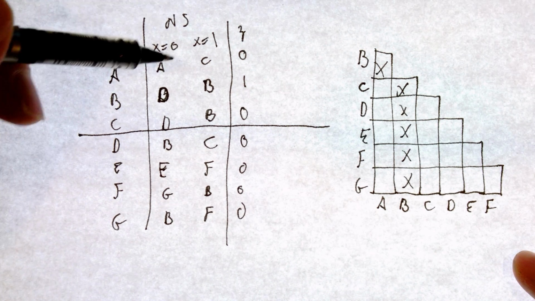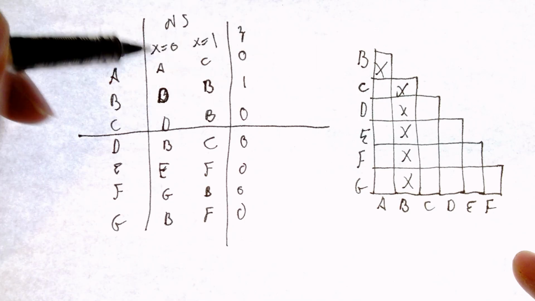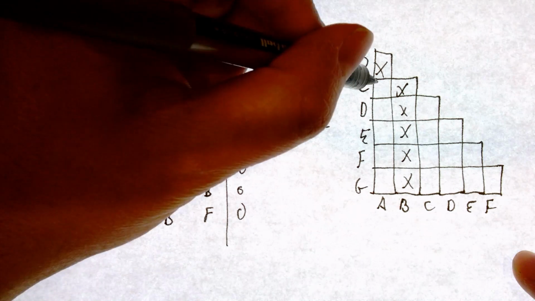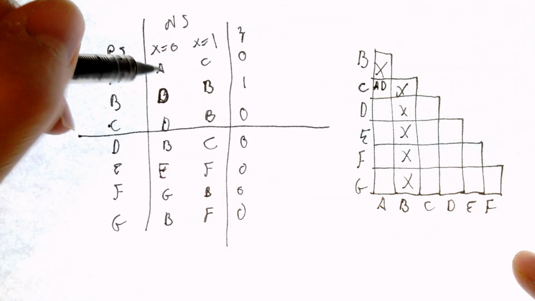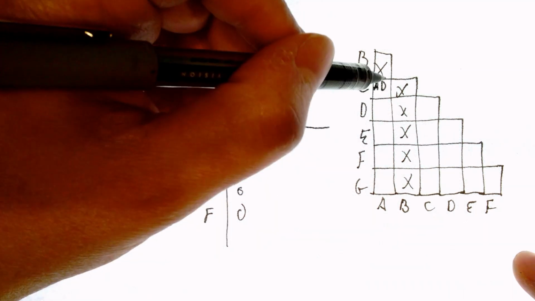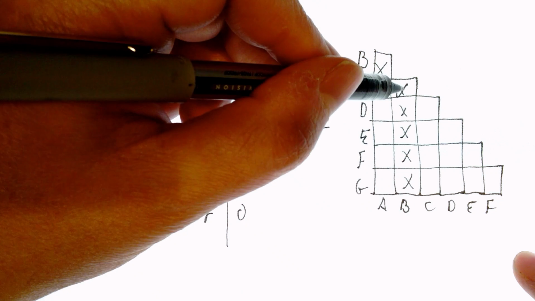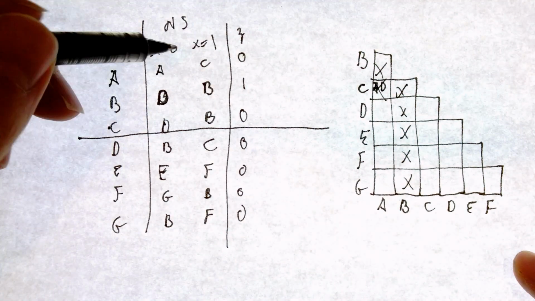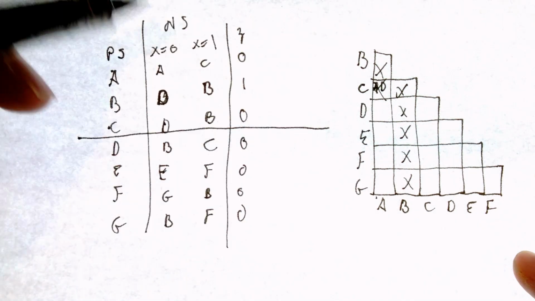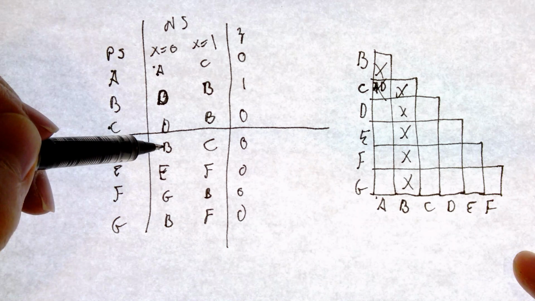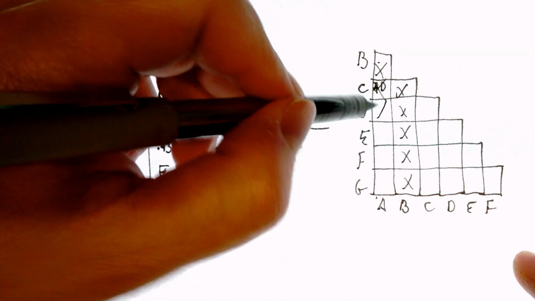Now when you compare A with C, here's A, here's C. You look at AD, and you look at BC. But you see already BC is different, and therefore this must be different. Now you want to compare A with D. So you have AB. But you know AB is different because here AB is different, so that must be different.